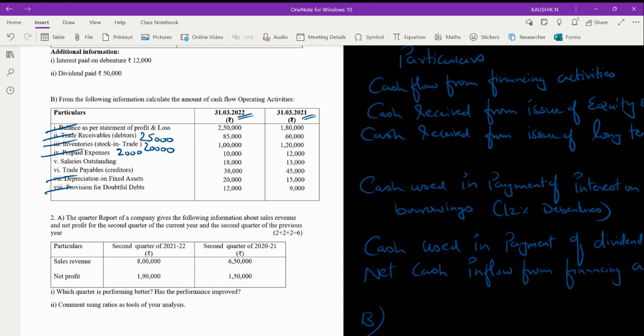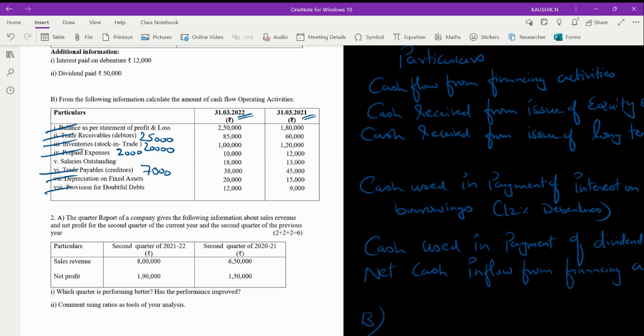Now come two more items. Trade payables have come down from 45,000 rupees in the previous year to 38,000. So current liability decrease. What will you do? Decrease in current liability, what will you do? So 7,000 rupees is a shortfall. The 7,000 rupees should be subtracted. So you are done with your trade payable.